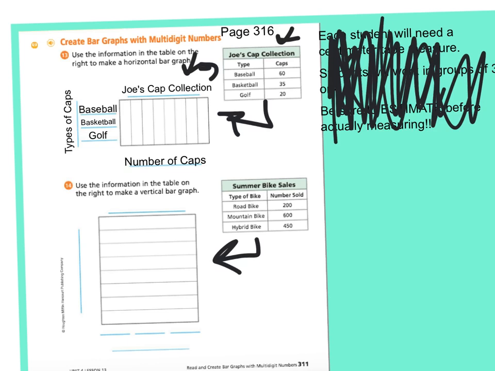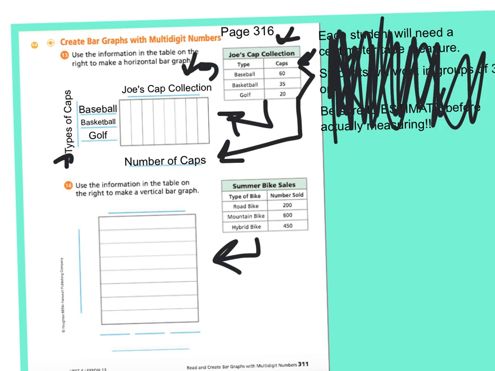Over here I have the types of caps, and then I have the number of caps on the bottom. So the first thing I do is I would just take a look at all of those numbers, 60, 35, 20. I know I'm not going to count by 1s for sure. I'm not going to count by 2s. If I count by 5s, I might not even have enough space. So this would be 0, 5, 10, 15, 20, 25, 30, 35. I would only get to 40, and I know that I have one that has 60.